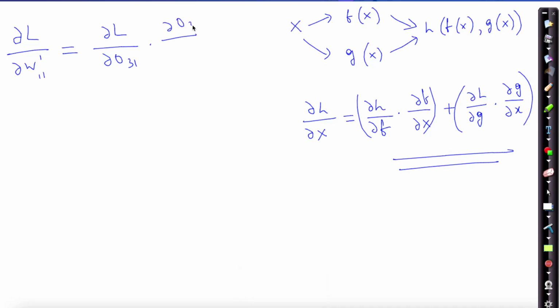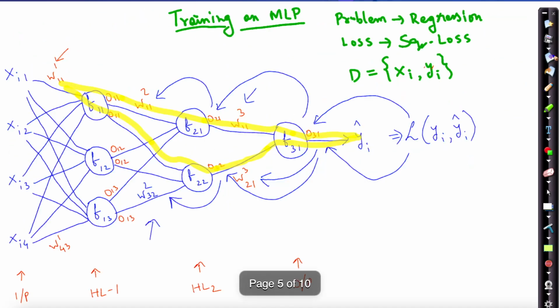O31 multiplied by O31 with W111, right? Now you see O31. Let's keep it. Let's take it as common. We need to find out this one, right? And this one will follow this rule. Okay, what it will be? It will be, check it here. See, O31 with respect to O21, O21 with respect to this O11, O11 with respect to W11, right? Plus O31 with respect to O22, O22 with respect to O11, O11 with respect to W11.